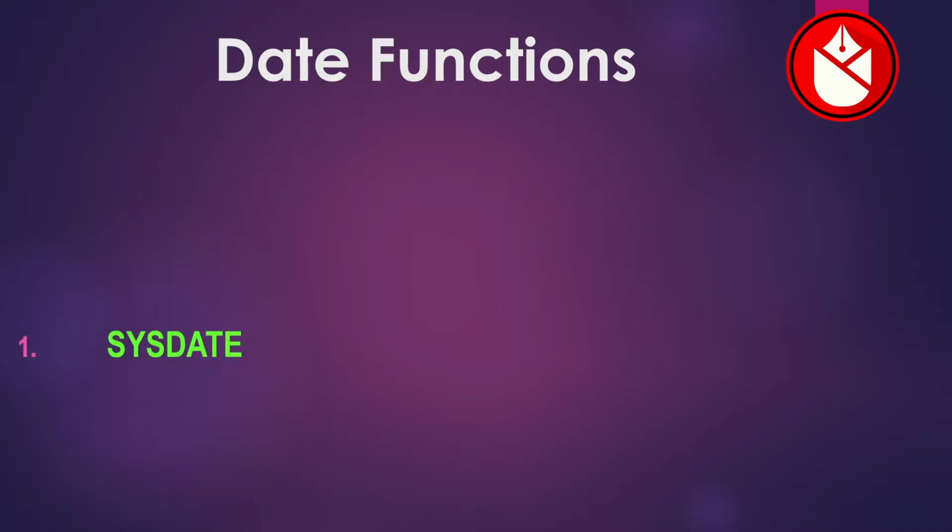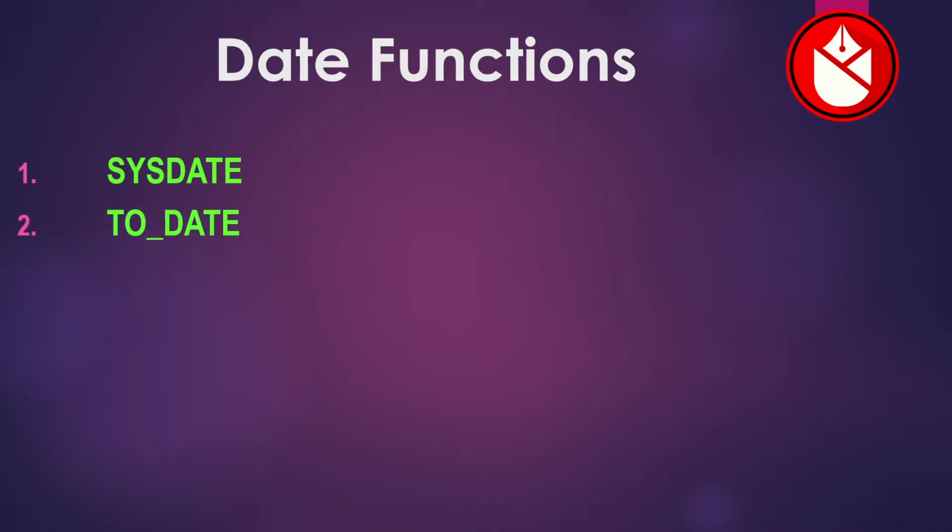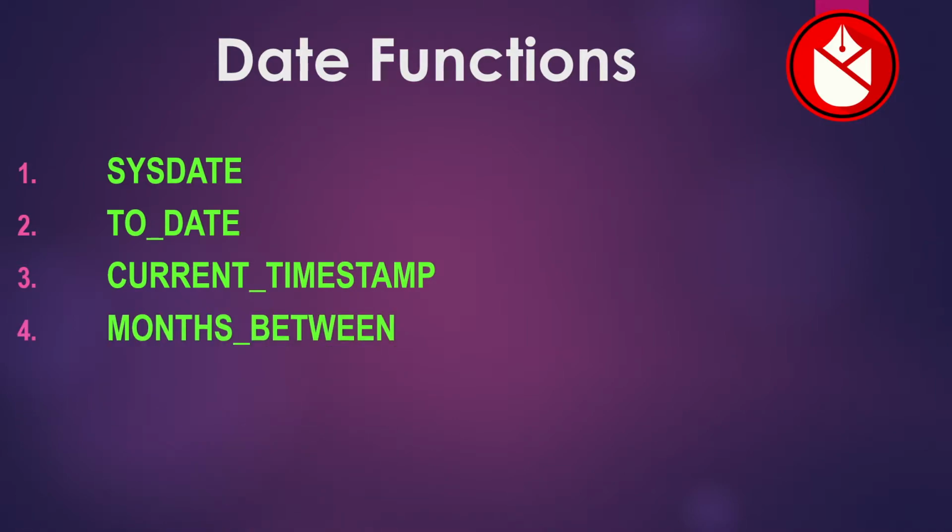The common date functions are sysdate, to_date, current timestamp, months_between, add_months, etc. Date functions are basically used in Oracle SQL to work with date and time. Although there are many functions connected with the date data type in Oracle SQL, here the most common functions have been described. And moreover, we can use round and trunc functions with date functions for more functionality.